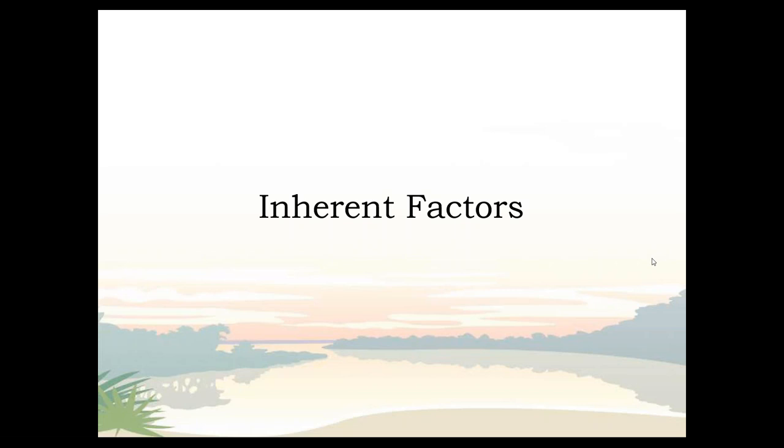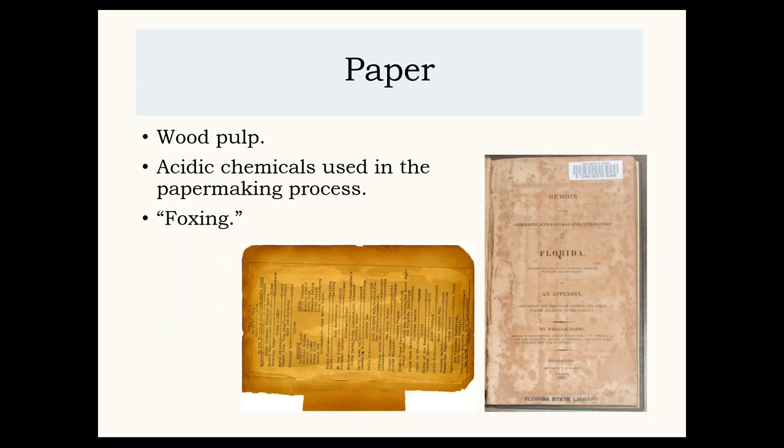All right, so we're going to start with the internal factors. We're going to talk about what makes up a lot of the materials that you may have in your collection. We're going to start with paper. There's a lot of paper in people's family collections. Paper is the basis for a lot of letters, photographs, books, journals, and just about anything that you might have.